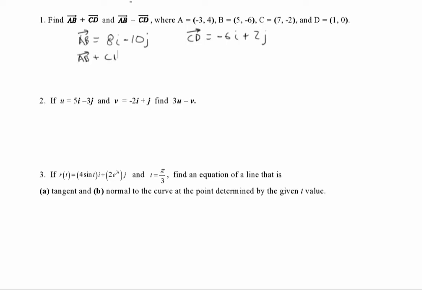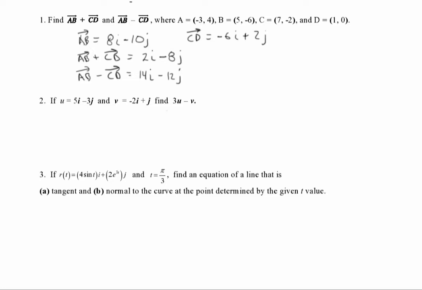And now we're going to add those together. So we have 8 plus -6, 2i, and then -10 plus 2, -8j, and subtract them. Again, 8 minus -6, so it's 14i, and then -10 minus 2, -12j.